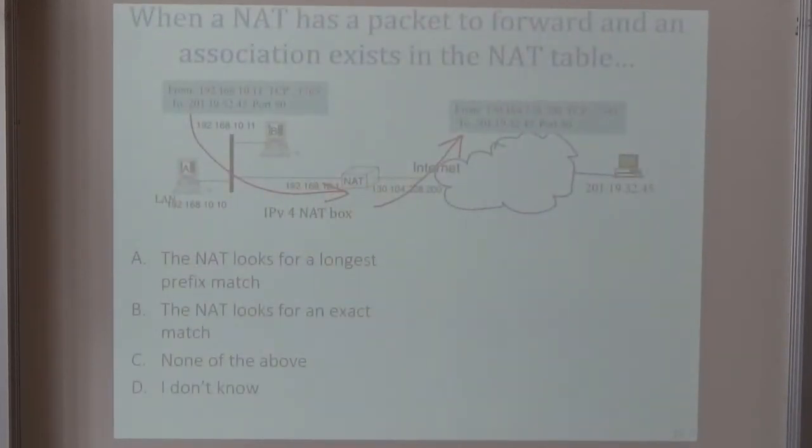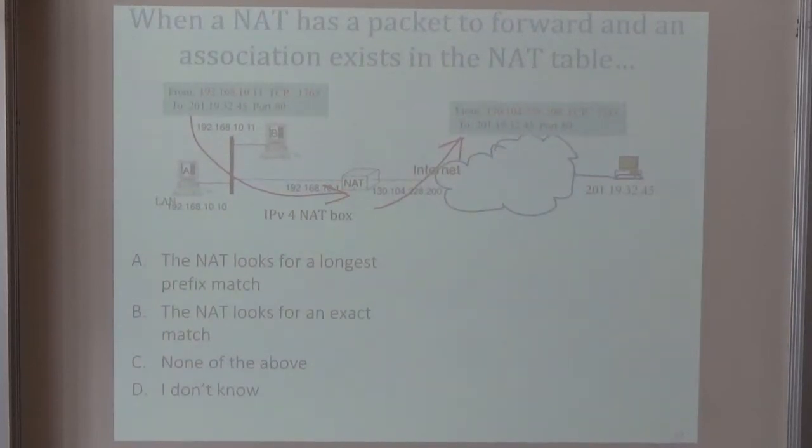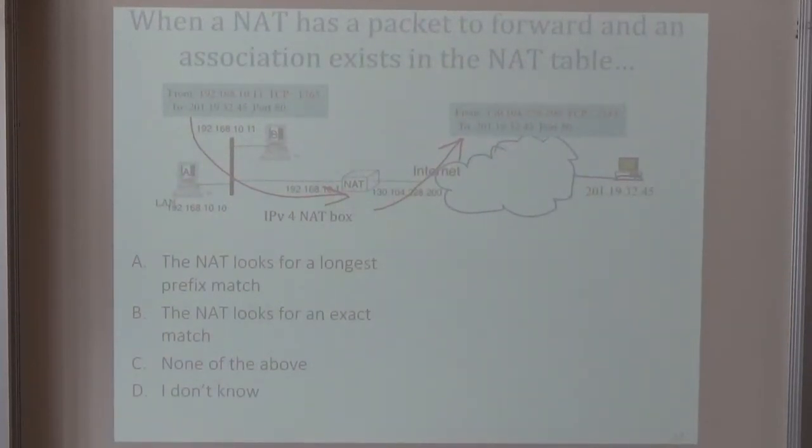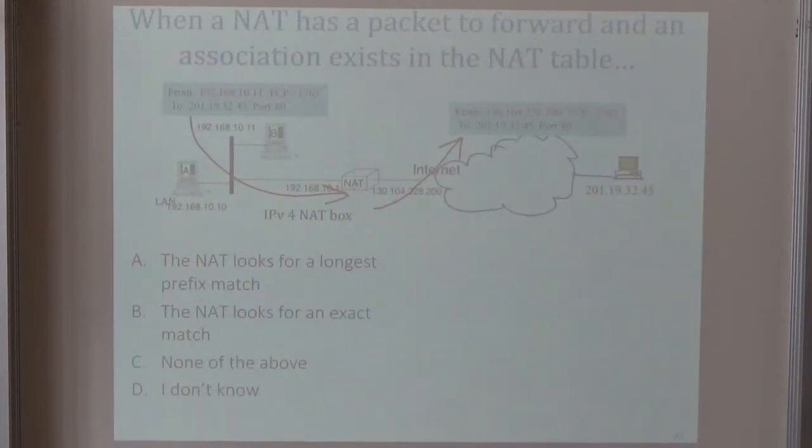So this is how a NAT works. One question: when a NAT has a packet to forward, and for some reason the association already exists in its table, what kind of lookup does the NAT do in its table? And the majority says B, and the majority is right, as most of the time. It's an exact match, because you need to find exactly the combination of port number and IP address.